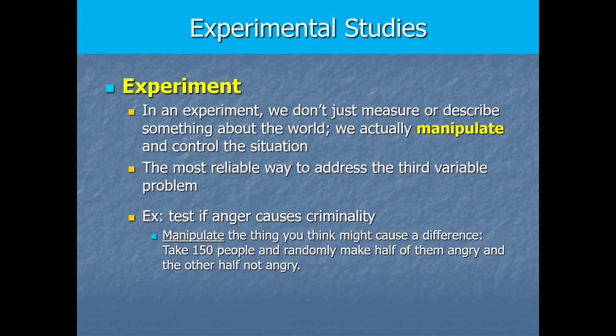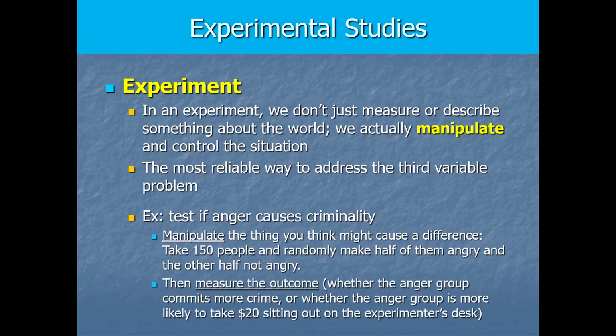So we have to manipulate anger in this case because we think anger is doing the causing, is doing something to the other variable. So say we take 150 people, we randomize them into two groups. Maybe we make half of those people angry and we make the other half not angry. In that case, we manipulated one variable. Then we measure the other variable, the outcome. In this case, whether the anger group commits more crime in the next week. Maybe that's one way to measure it.